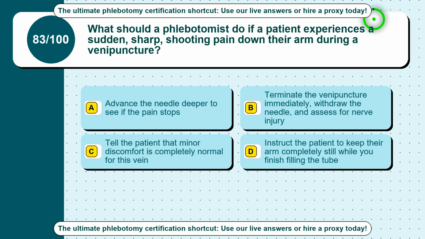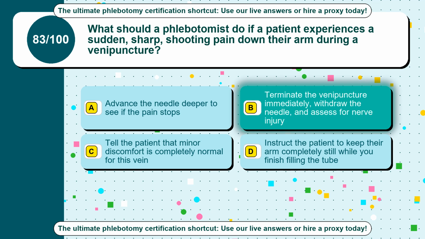Question 83. What should a phlebotomist do if a patient experiences a sudden, sharp, shooting pain down their arm during a venipuncture? Option A, advance the needle deeper to see if the pain stops. Option B, terminate the venipuncture immediately, withdraw the needle, and assess for nerve injury. Option C, tell the patient that minor discomfort is completely normal for this vein. Option D, instruct the patient to keep their arm completely still while you finish filling the tube.